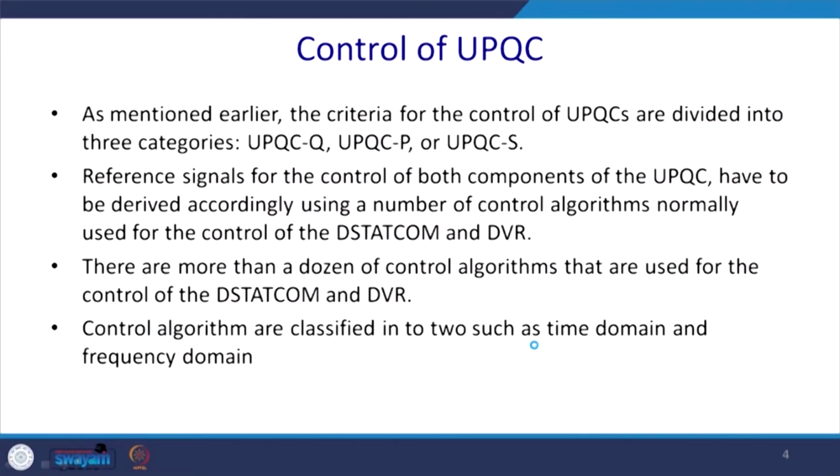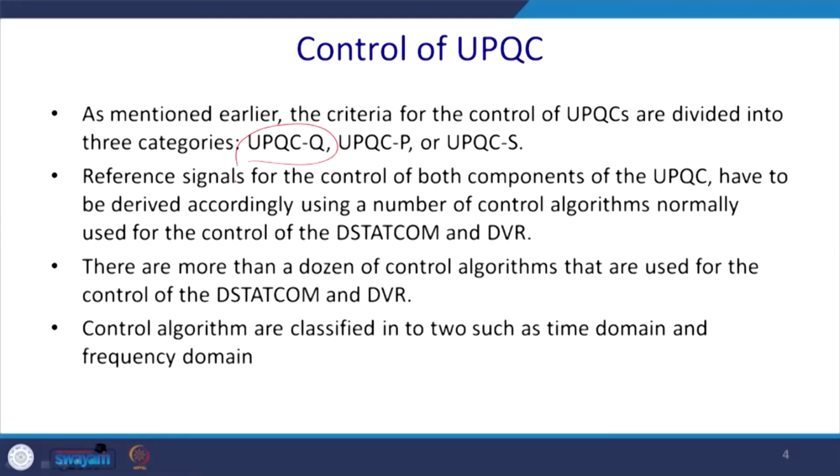We have already discussed that there are different kinds of UPQC. UPQC-Q injects the voltage in quadrature with the current, UPQC-P injects the voltage in phase with the current, and UPQC-S can inject the voltage at an appropriate or optimal angle to compensate. We have already discussed this method. As mentioned earlier, the criteria can be UPQC-Q, UPQC-P and UPQC-S.